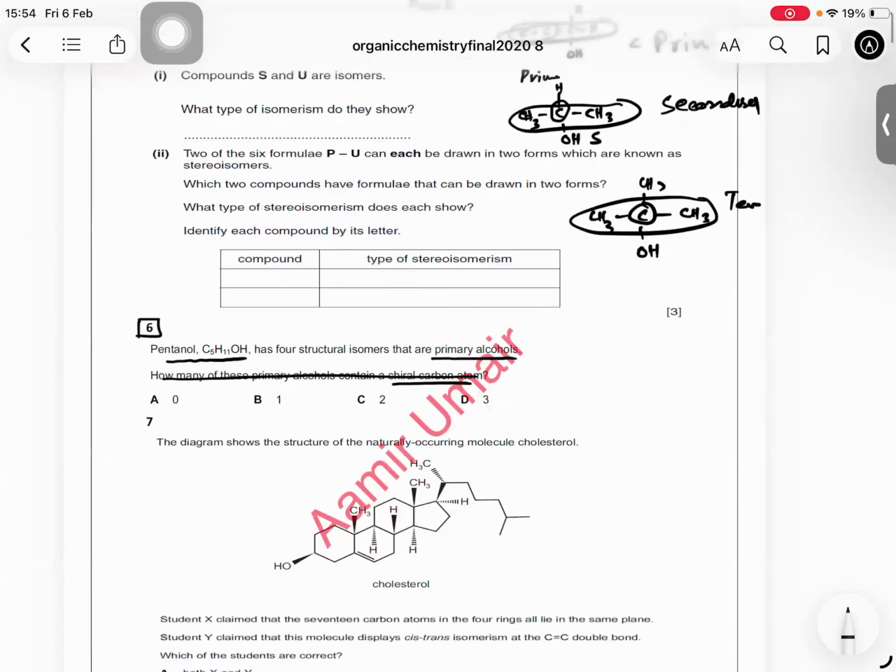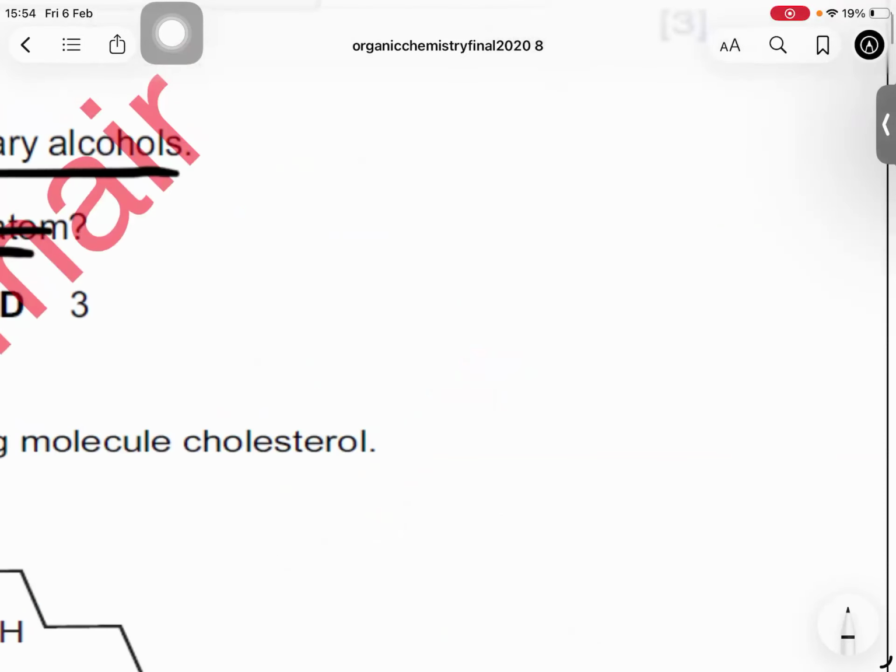Now it is asking us to draw all structural isomers which are primary. I would suggest you draw the structural isomers as I taught you to do that for C5H11OH. Now listen everyone. First put all 5 carbon in a chain, 1, 2, 3, 4, 5, and then OH.